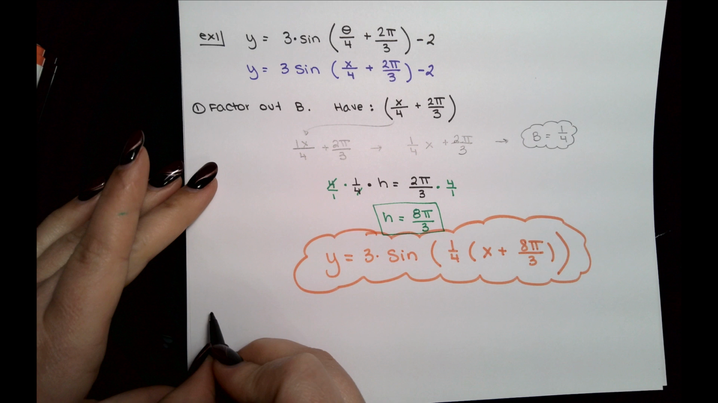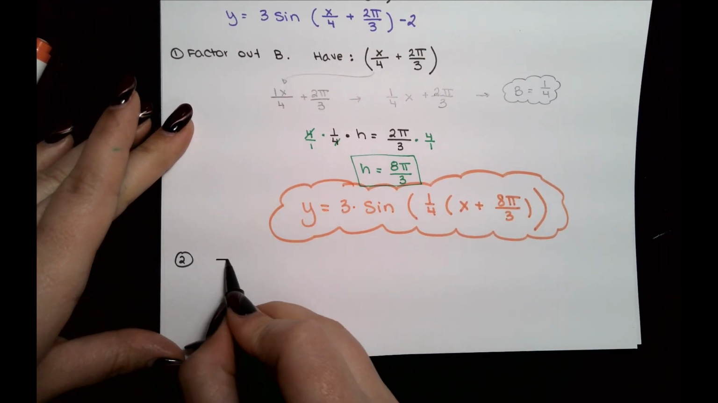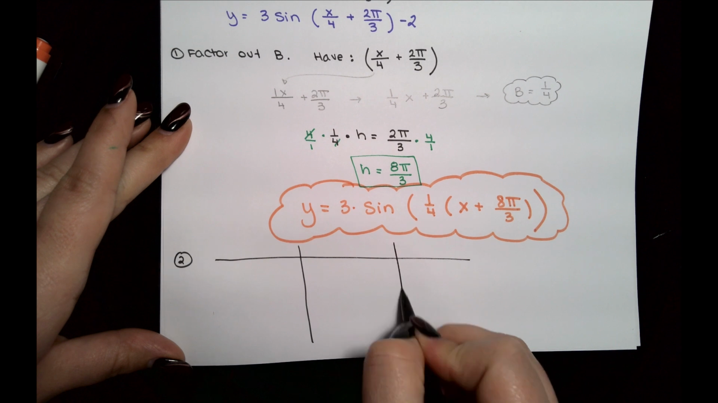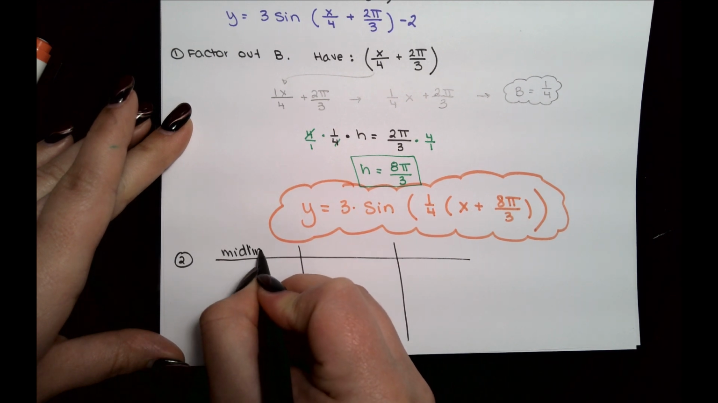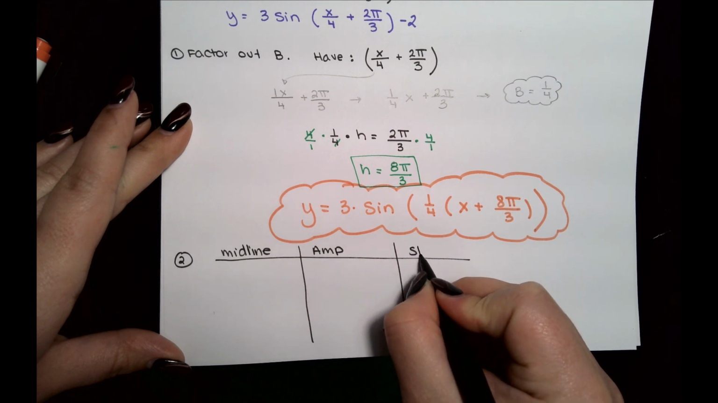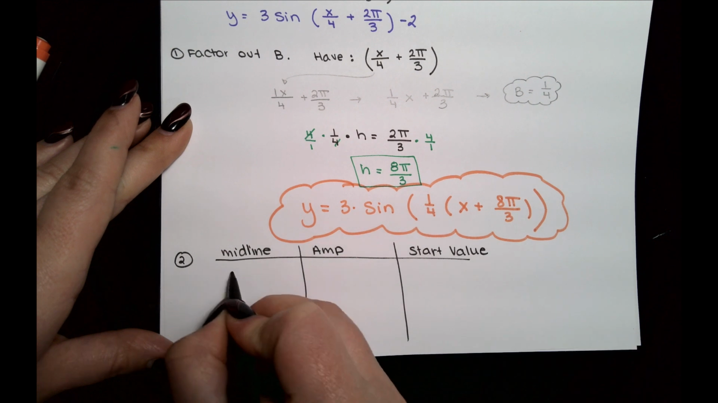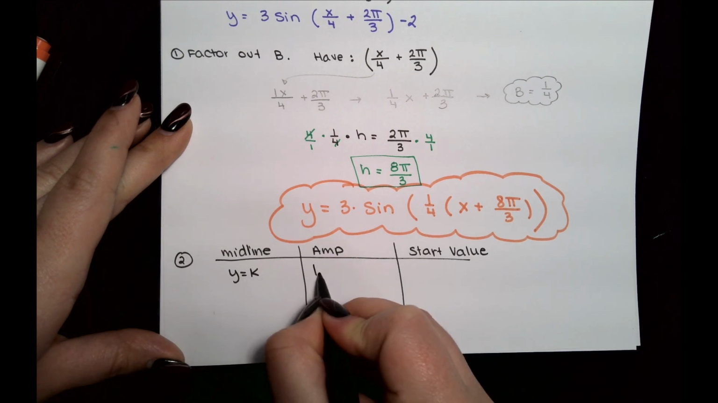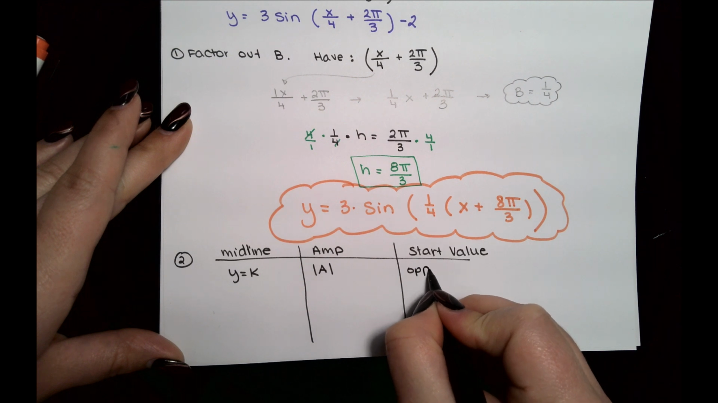Step number 2, you're going to identify. Notice I don't have a lot of space here. You don't need a lot of space for this. We got your midline. You got your amplitude. And you got your start value, which is your phase shift. Your midline is your k value, your amplitude is your absolute value of a, and your start value is opposite of what you see h.